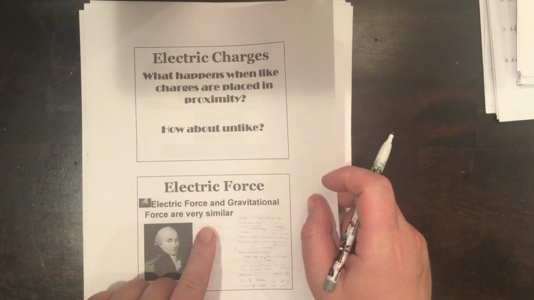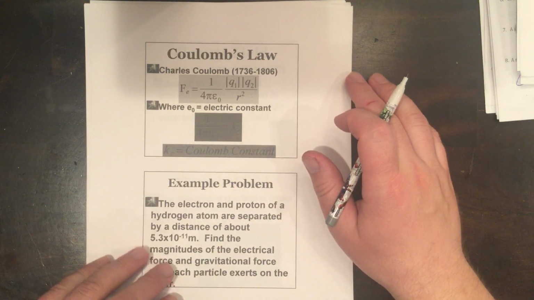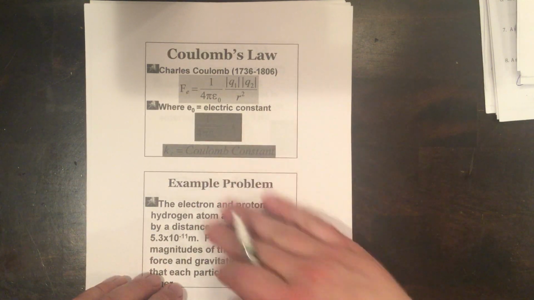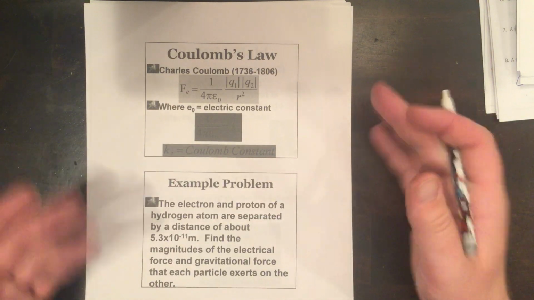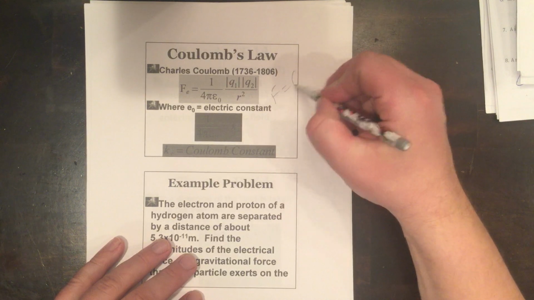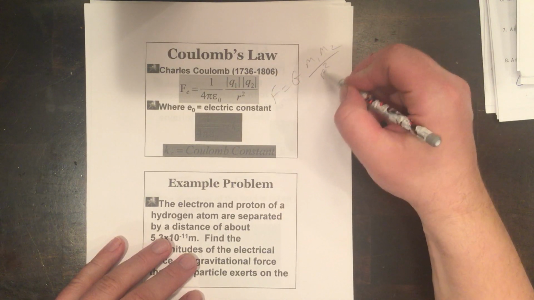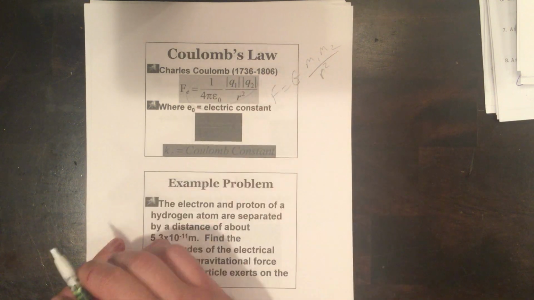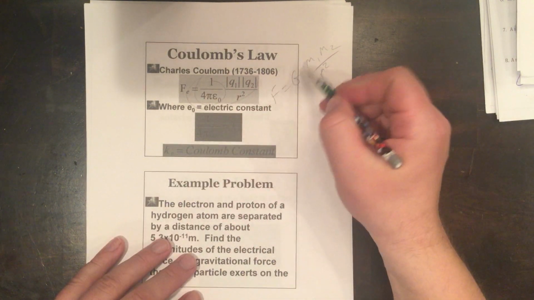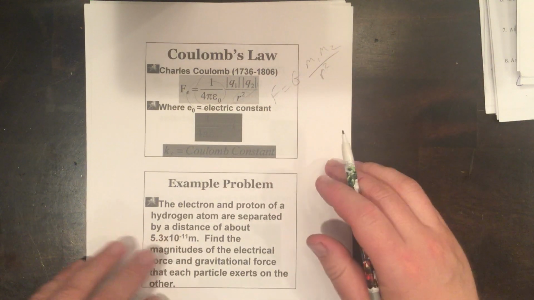I already mentioned that they're very similar to gravitational forces. We're not going to do these examples right now. Maybe not at all. But you remember I said F equals big G, M1, M2, over R squared. This is the gravitational one. Look at this. This would be your constant, just like G was. Your two charges, the strength, and then the distance between the two.